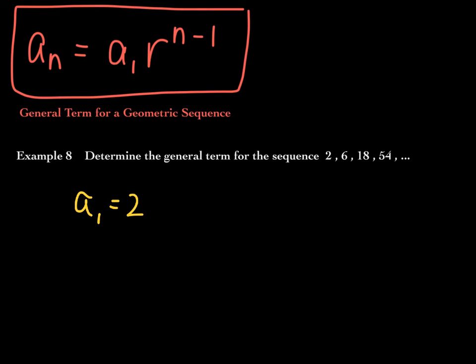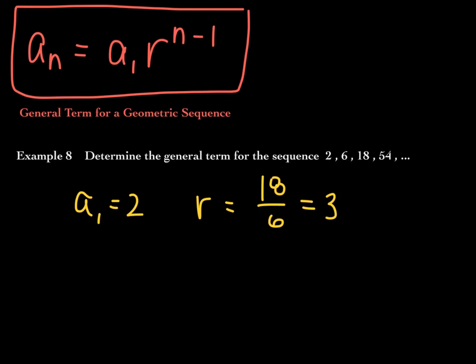Now, r is equal to the ratio of any pair of successive terms. So you can take any pair you want. So like maybe 18 divided by 6. That would be the third term over the second term, right? Which is 3. Now that you know what the first term is and you know what the common ratio is, you can write out your general term.